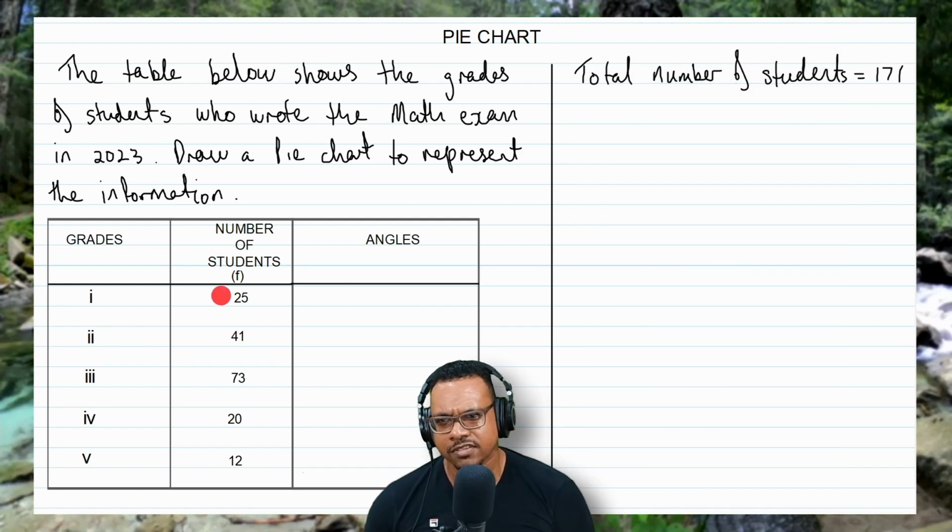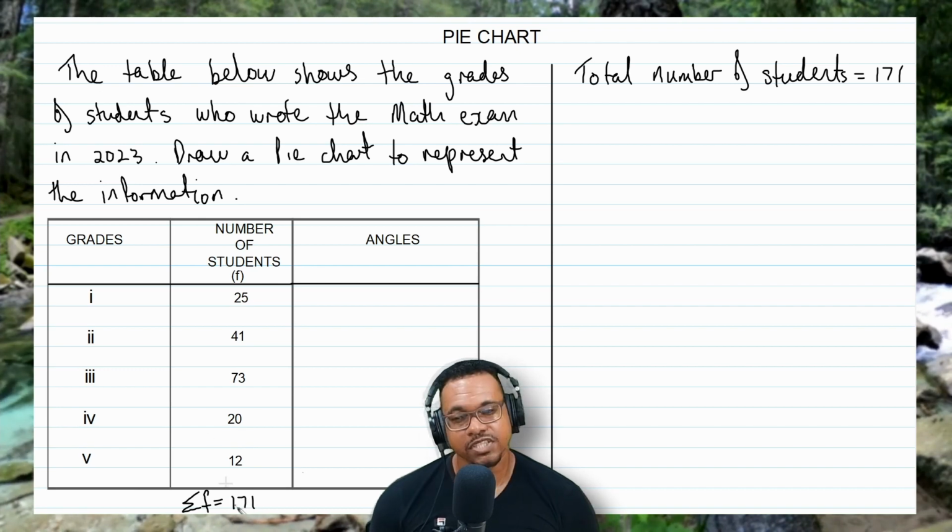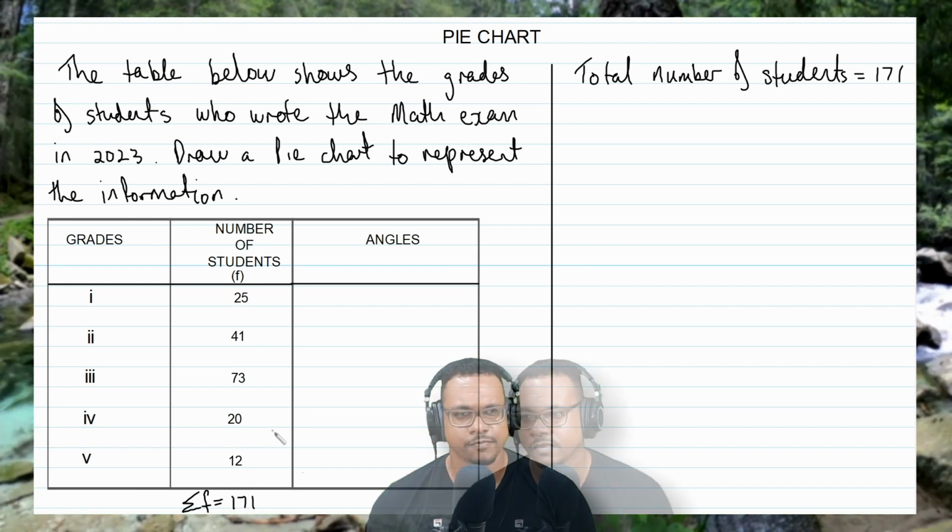Now what I could also do on this column here is that the sigma symbol means to add, which is the summation sign. So this sigma symbol is the summation sign, which means to add. And since this column here is the frequency, I'll say sigma f, which means to add up everything in the frequency column. So when I add everything up here, that will be equal to 171, which is my total number of students.